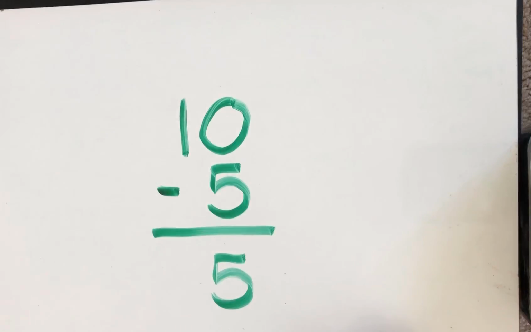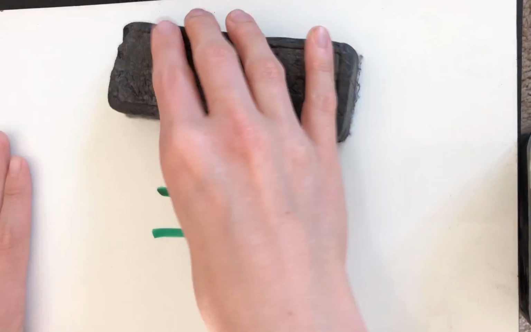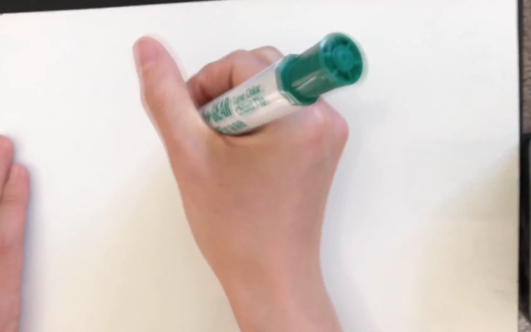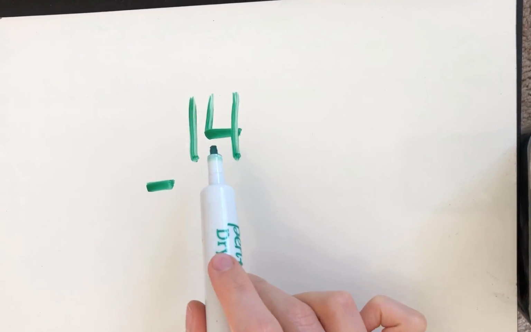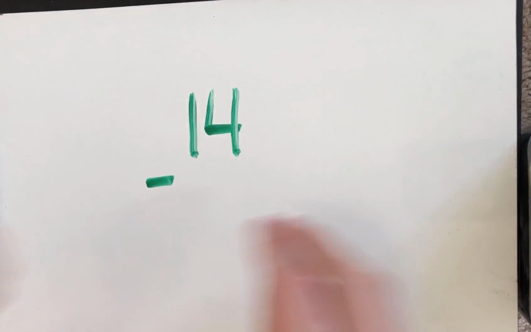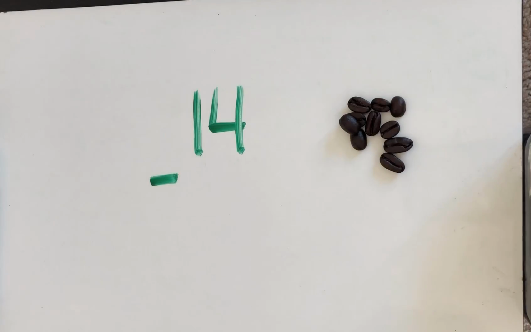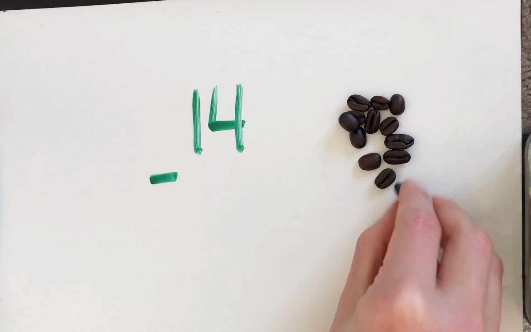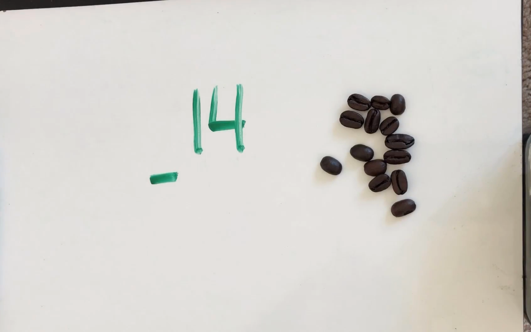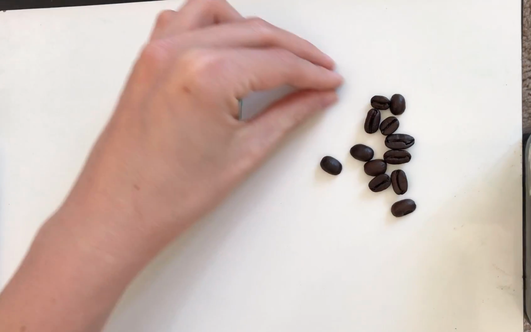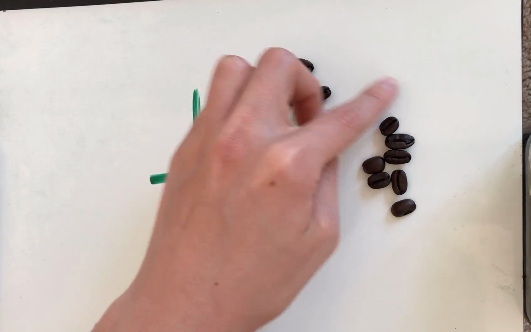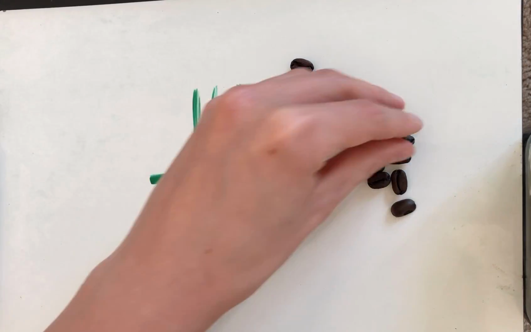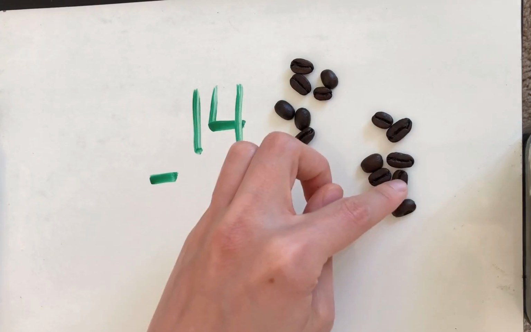So let's try it with a different number. Let's try it with a bigger number. We'll do it with 14. So we'd think, what is half of 14? And a good way to do that is to use these beads, actually. So I have 14 beads here right now. And I think, what is half of that? So if I were to split these into half, 1, 2, 3, 4, 5, 6, 7. It should be 7. 1, 2, 3, 4, 5, 6, 7.